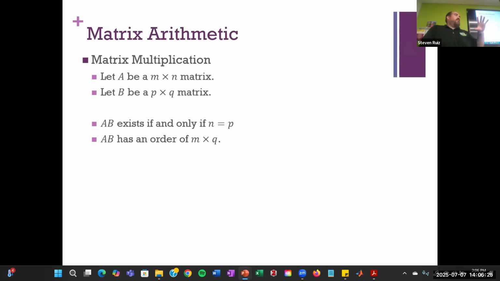Have any of you ever worked with MATLAB much? I learned MATLAB before I ever learned how to deal with matrices at all, and I used to always get this error that said inner dimensions must agree. I never knew what the heck it meant until I took a linear algebra class. But that's what this means. So you're multiplying an M by N matrix by a P by Q. This product only exists if the inner dimensions are the same number. If the inner dimensions are the same number, the outer dimensions give the order of the matrix.